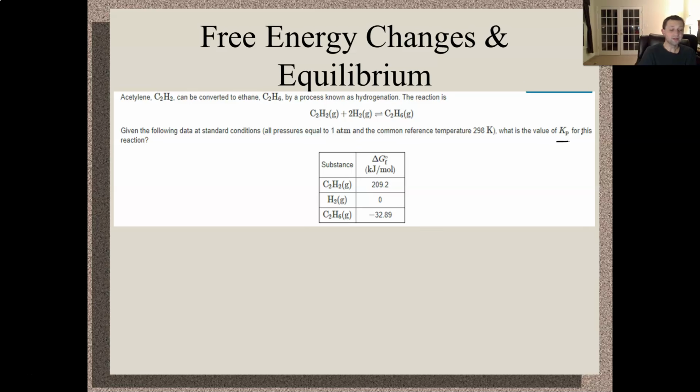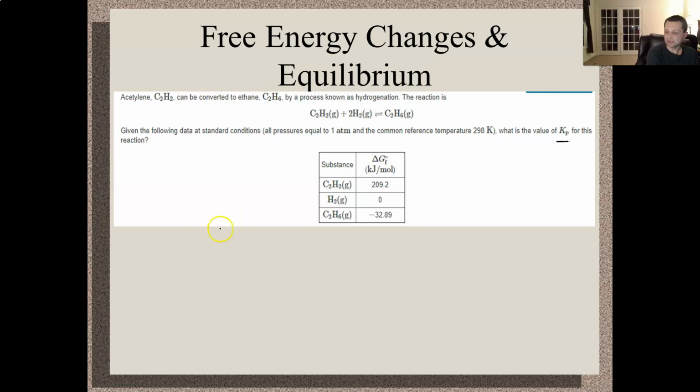So normally to do this, to find Kp, I need the pressure of all components that are gases in this reaction. Well, I don't have any of that. Okay, but what I do have, though, is some delta G, Gibbs free energy, values at standard conditions. So what I could do is find the delta G at standard of this process, of this reaction. And the way we do that is just how we would find delta H or delta S if you're given a list of these values.